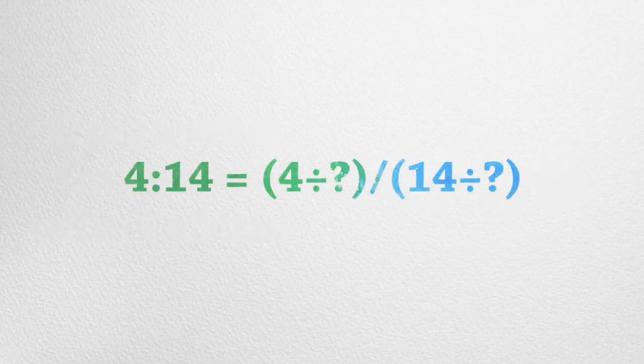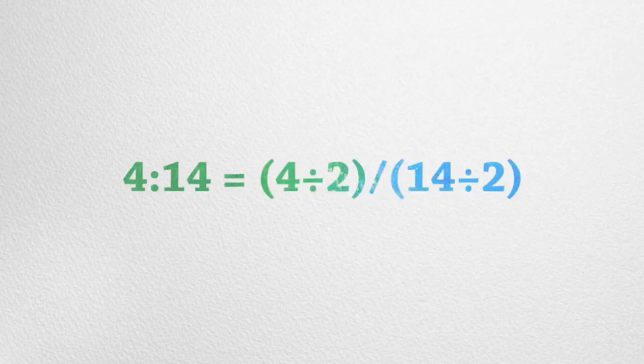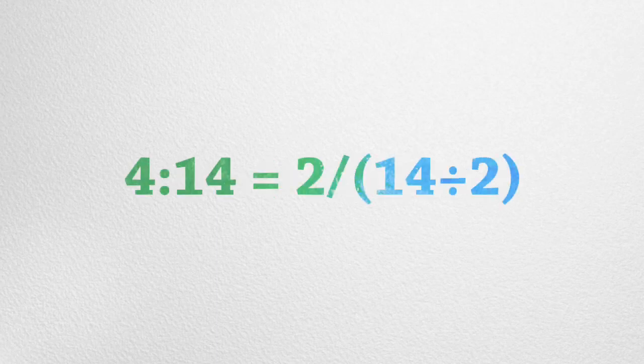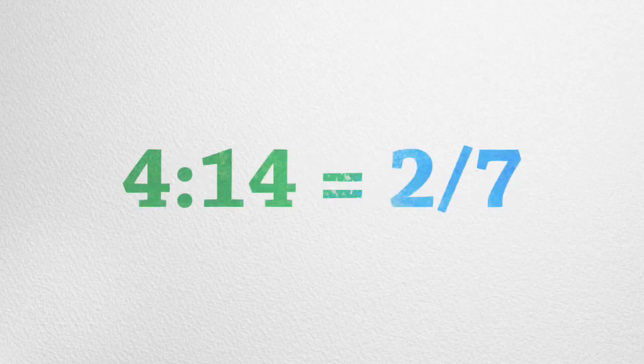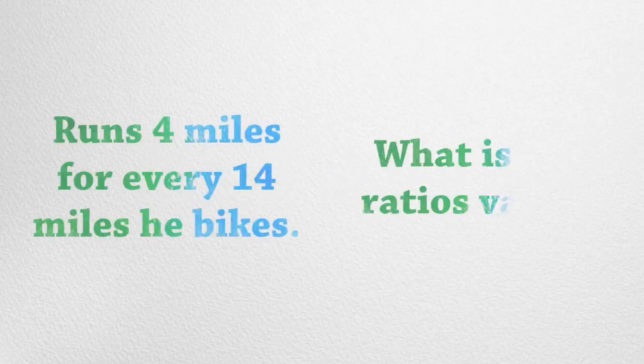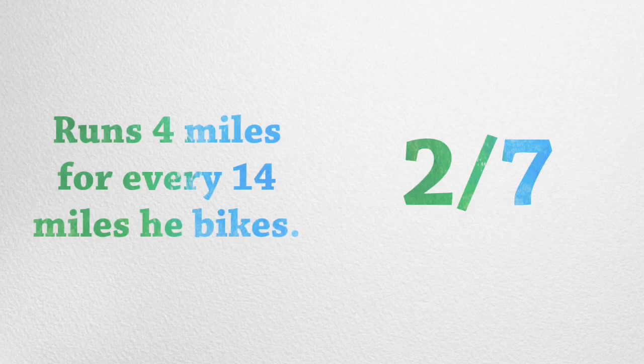But can we simplify or find groups of these 4/14? If we put them in groups of 2, then we see that 4 in a group of 2 is 2, and 14 into groups of 2 is 7. And so our original ratio of 4 to 14 is a value of 4/14, which is simplified to 2/7. And so the question, what is the ratio's value, should be answered in its most simplest form, 2/7.